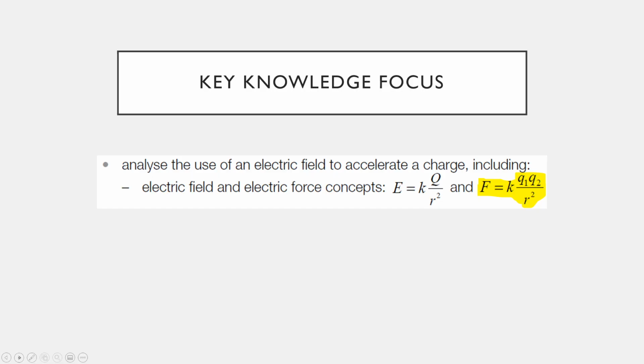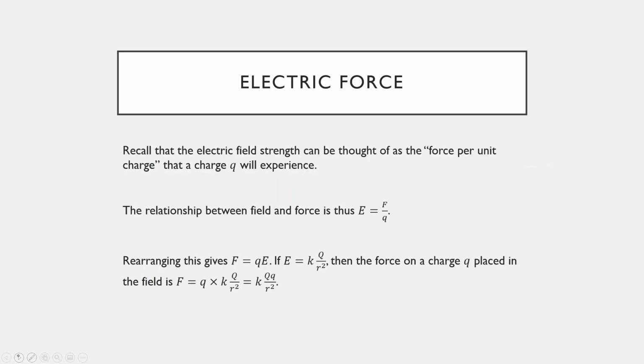Okay, so there's your dot point. We're going to be using this equation here. Let's get to it. So you've got to think about what the electric field strength means. Well, the electric field strength is a force per unit charge. So the relationship between the field and the force is this.